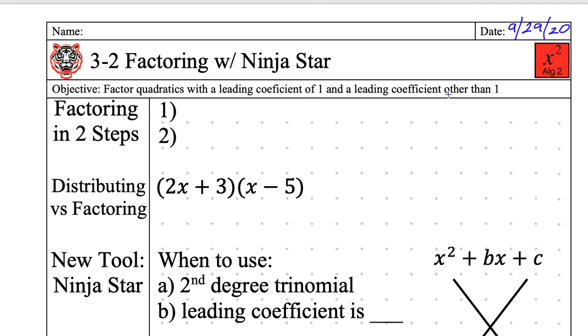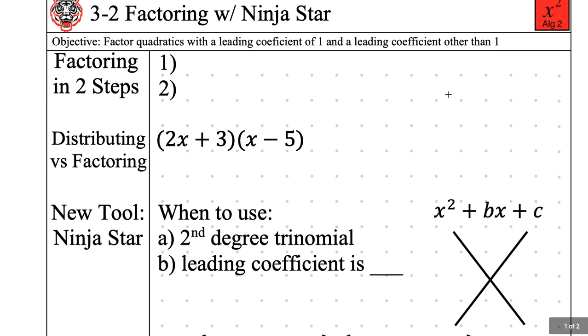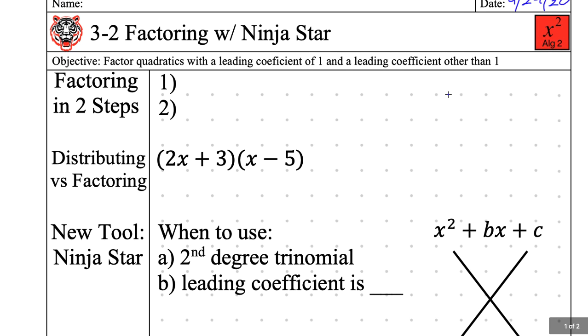And I actually am looking at that objective. I don't think we learned how to do... Oh, yes, we do. Okay, never mind. That's correct. All right, so same 2 steps from yesterday.